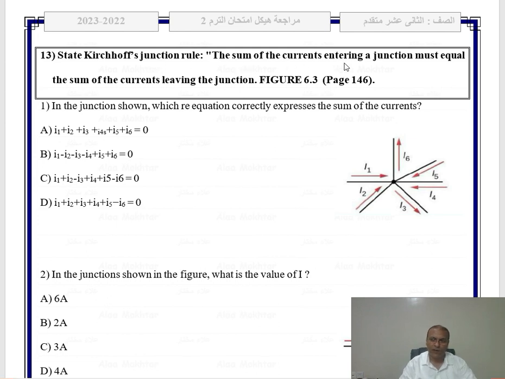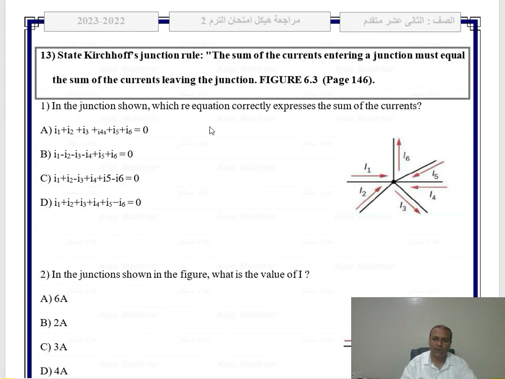Number 13. State Kirchhoff's junction rule. The sum of the currents entering a junction must equal the sum of the currents leaving the junction. Entering current equals outgoing current. Entering, inward current, we consider positive. Outward current, we consider negative. Let's start with this question.